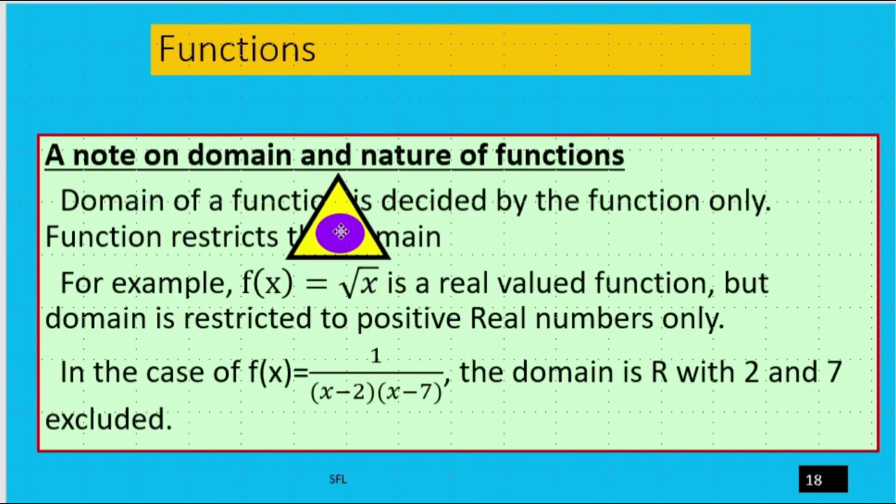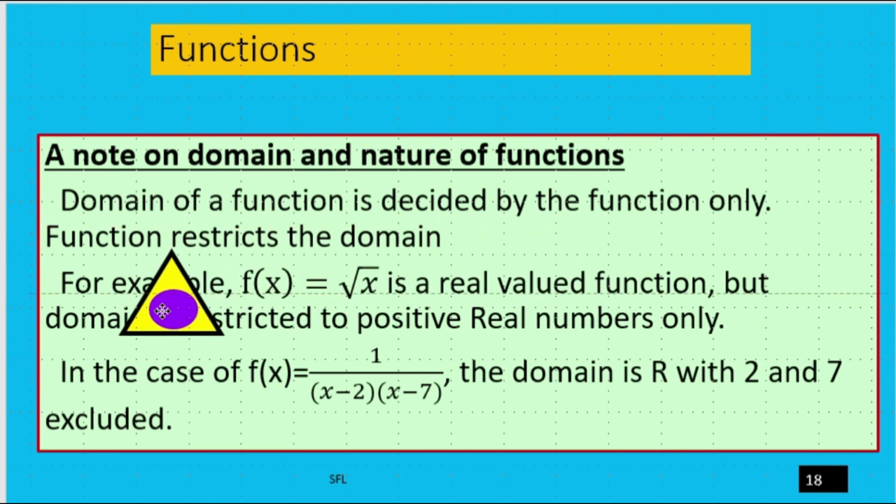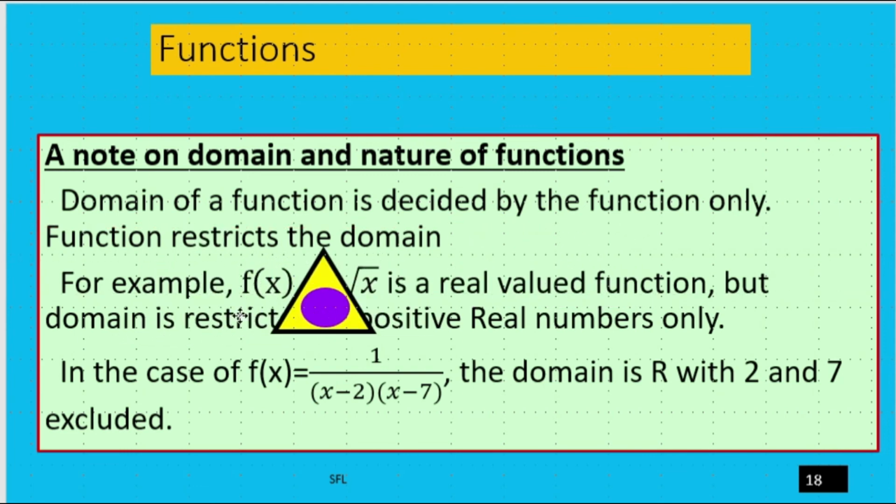A note on domain and nature of functions. The domain of a function is decided by the function only. The function restricts the domain. For example, f of x equal to square root of x is a real valued function, but the domain is restricted to positive real numbers only. In the case of f of x equal to 1 by (x minus 2) into (x minus 7), the domain is R with 2 and 7 excluded.